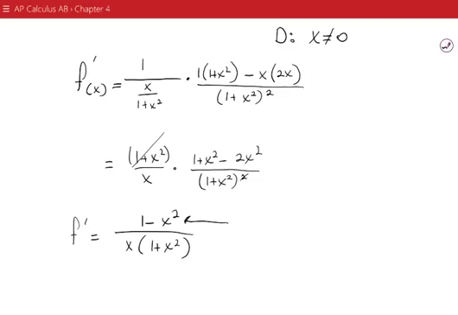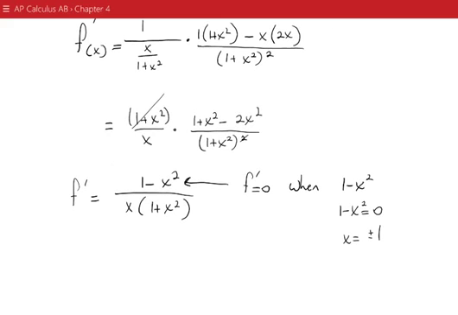The next thing we need to worry about is, when is the slope 0? F prime is equal to 0 when the numerator is equal to 0. And that's going to be a common analysis that we look at. We know that this rational expression is only 0 when the numerator is equal to 0. And so we can solve that. We can say 1 minus x squared equals 0, and so x is equal to plus or minus 1. So it looks like we have two critical points that are inside the domain. X equals 1, x equals negative 1.